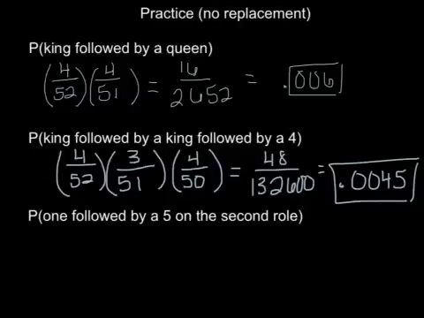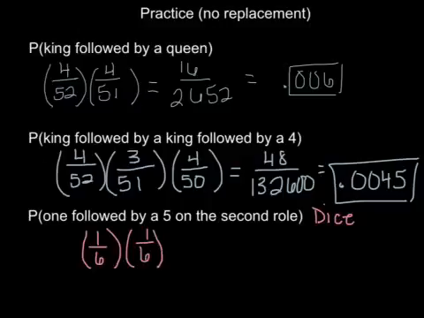Last one, we're talking about a dice here. I roll a 1 followed by a 5. So on a dice, I have 1 out of 6. Then I roll a 5 on the second, which is 1 out of 6. When I do this, I get 1 out of 36.